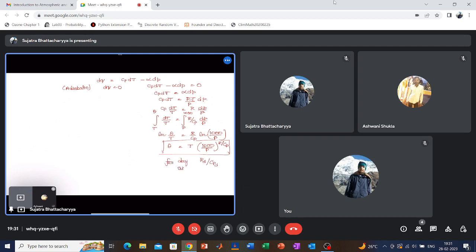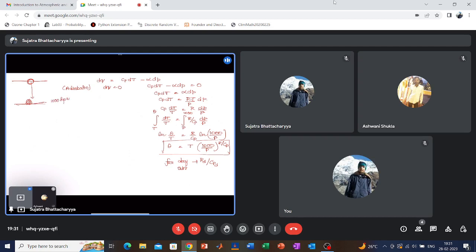Now another thing: what is this potential temperature? Suppose this is a surface and I have a parcel. This parcel is over here, and if I bring this parcel back to 1000 hectopascals, what will be its temperature? That is the potential temperature.